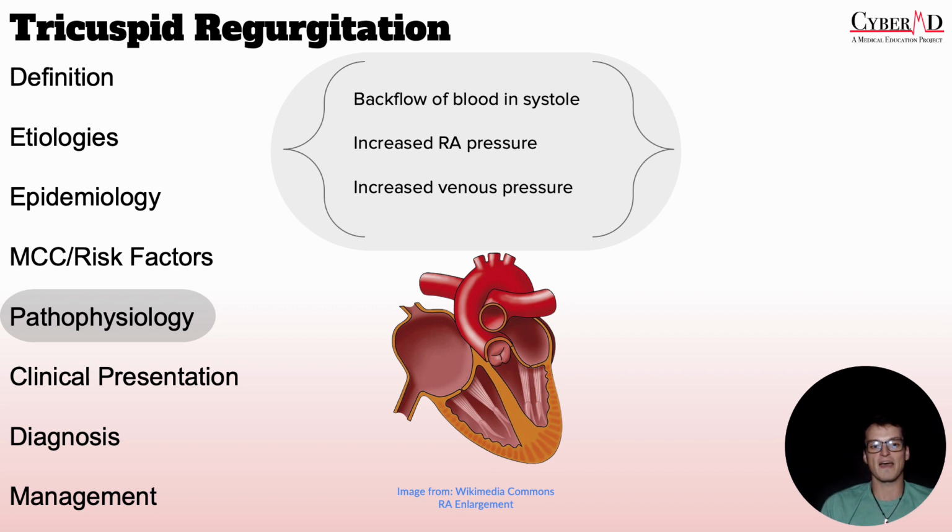Now, let's dive into the pathophysiology. Tricuspid regurgitation, as we've discussed, is characterized by the backflow of blood from the right ventricle into the right atrium during systole of that right ventricle.